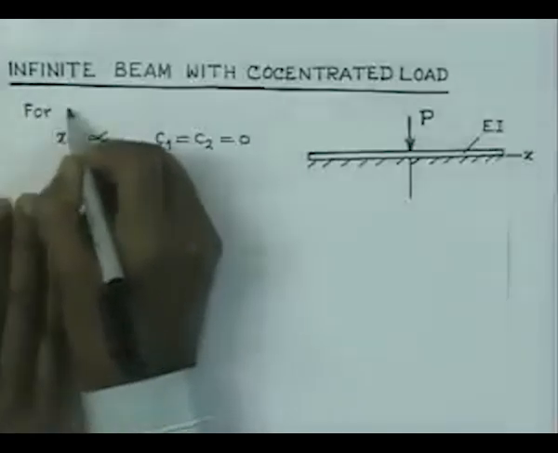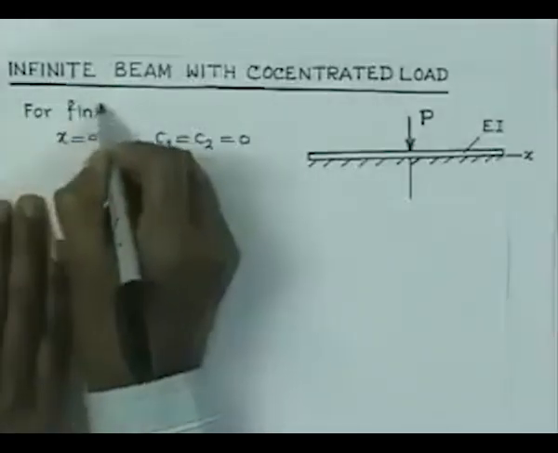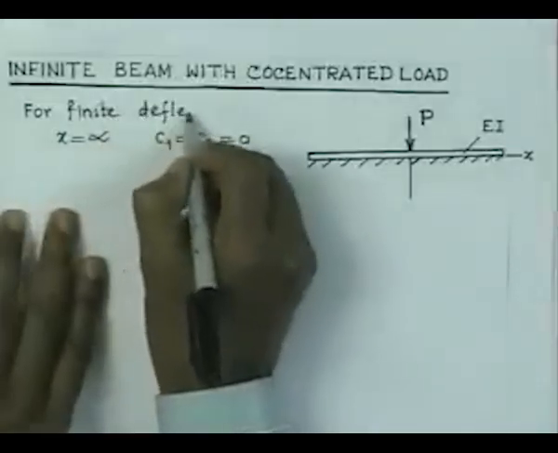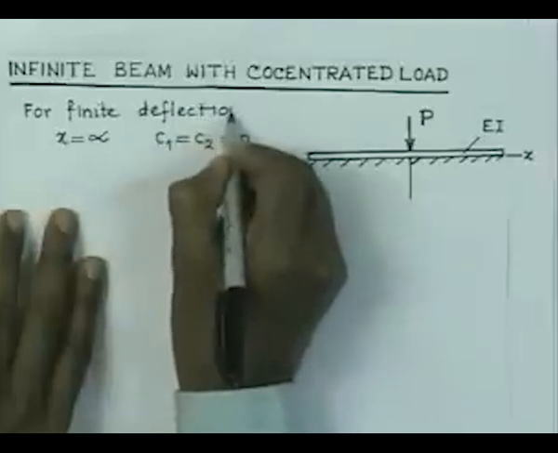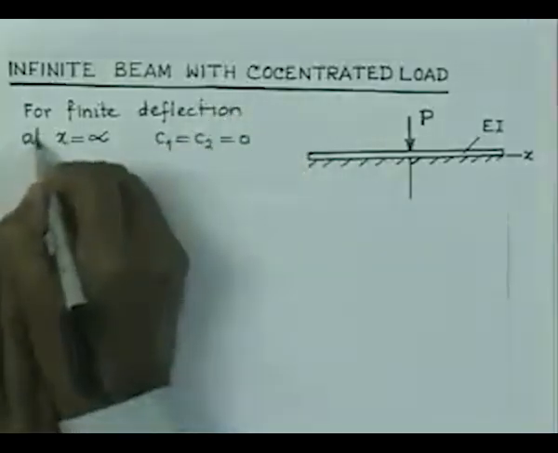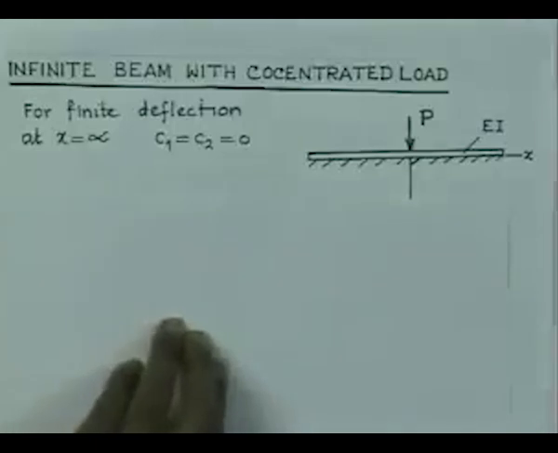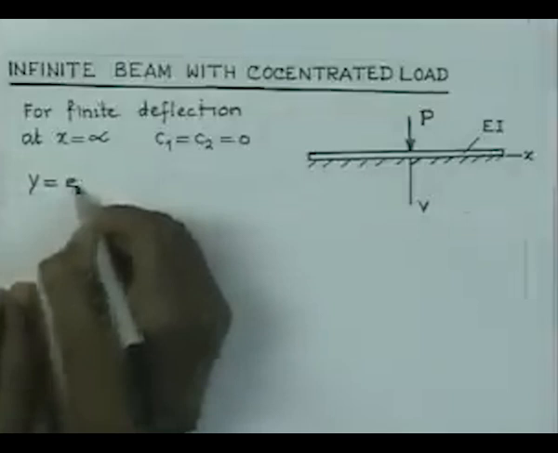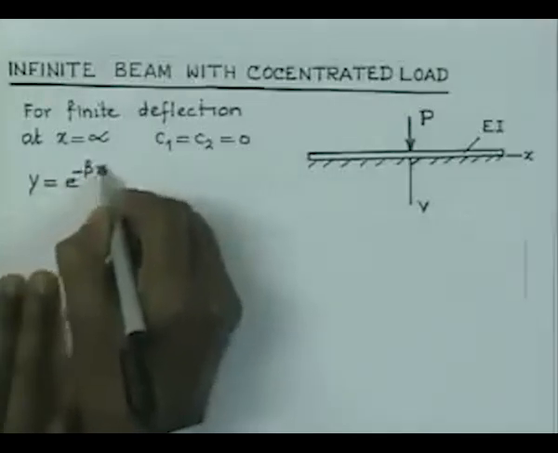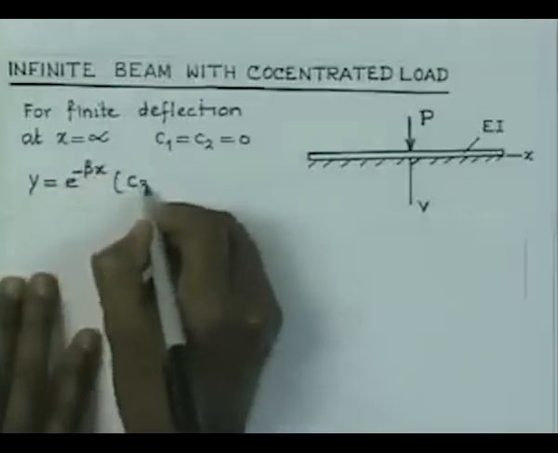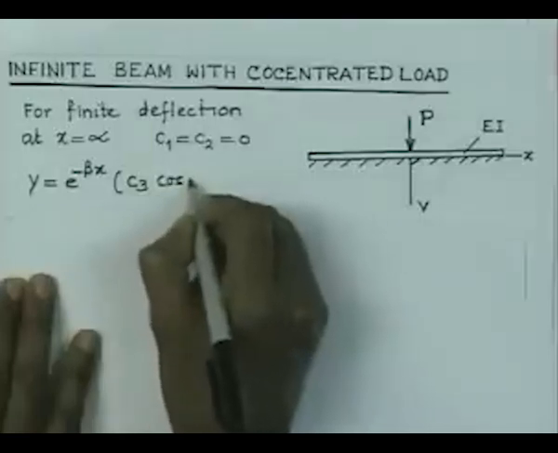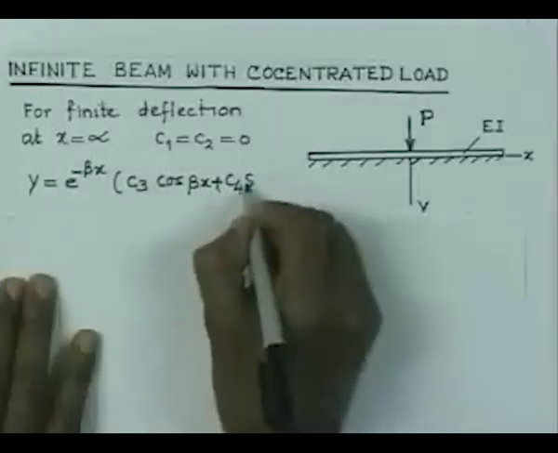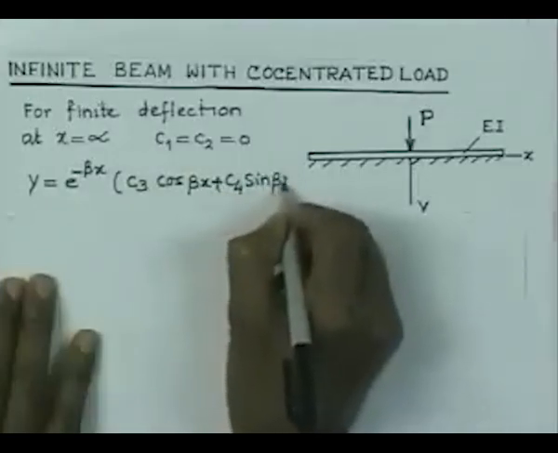For a problem of that type, our solution should certainly be y equal to e to the power minus beta x into C3 cosine beta x plus C4 sin beta x. So, that is the specific case that we have, and therefore, for finite displacement or deflection at x equal to infinity, C1 and C2 must be 0, and therefore, our solution for the specific case is y equal to e to the power minus beta x into C3 cosine beta x plus C4 sin beta x.